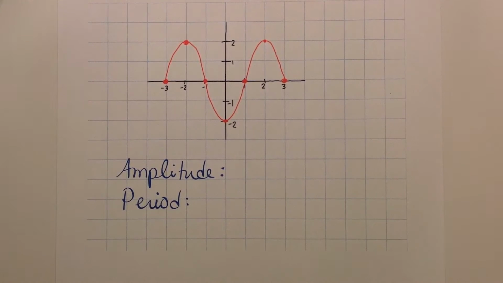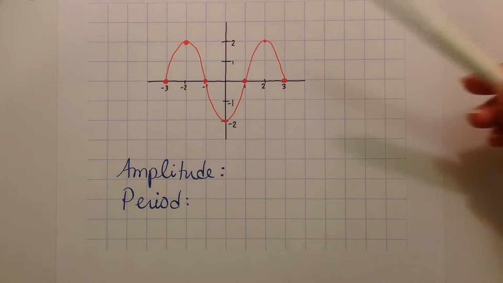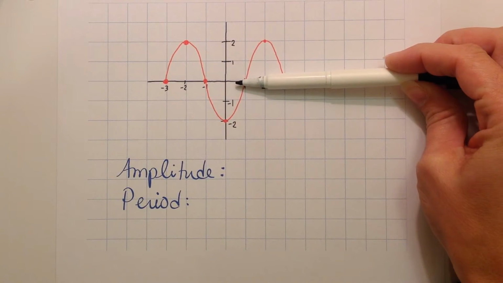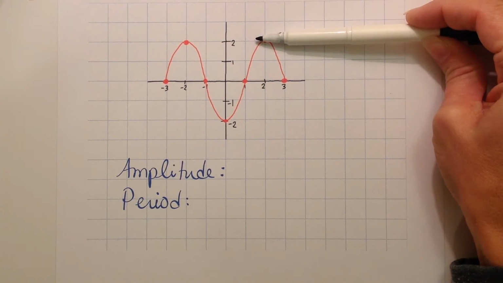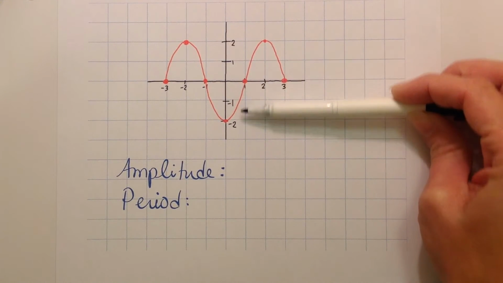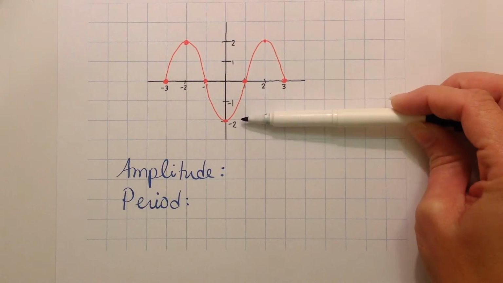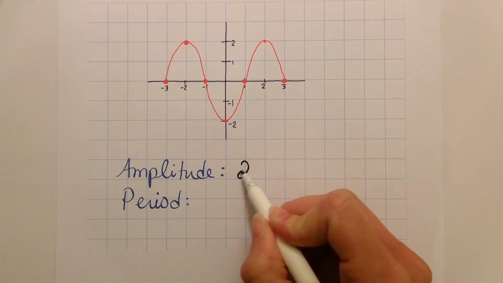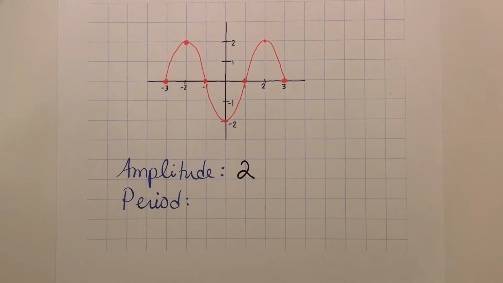All right, so again, amplitude, if you remember, that is the distance from your x-axis to your maximum point or your minimum point. So if I go from my x-axis to my maximum points, in this case I would be going a distance of 2. And same thing would be true if I go down to my minimum point. X-axis to my minimum point would also be a distance of 2. Okay, so there is your amplitude.